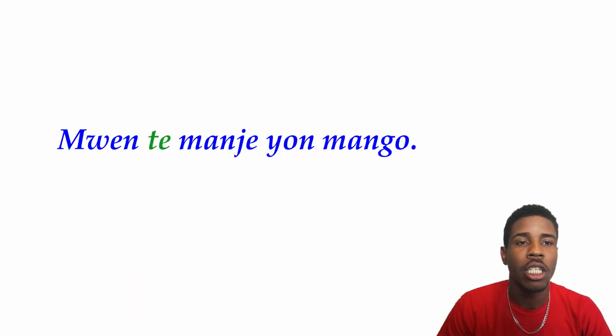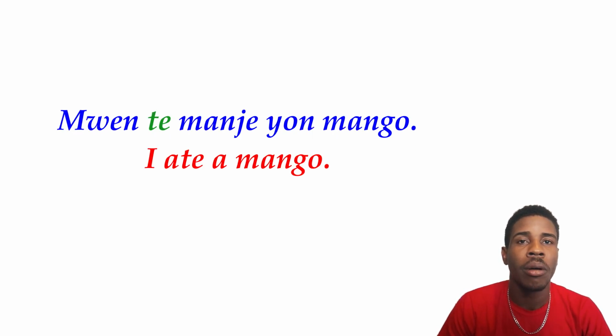Another sentence is, Mwen te manje yon mango. In this sentence, we have te, which is the time marker to talk about the past. It means, I ate a mango.